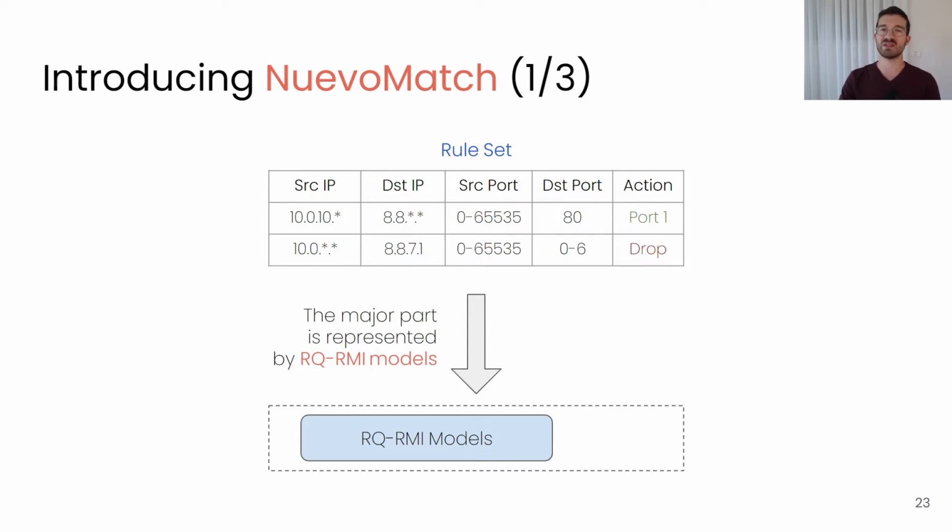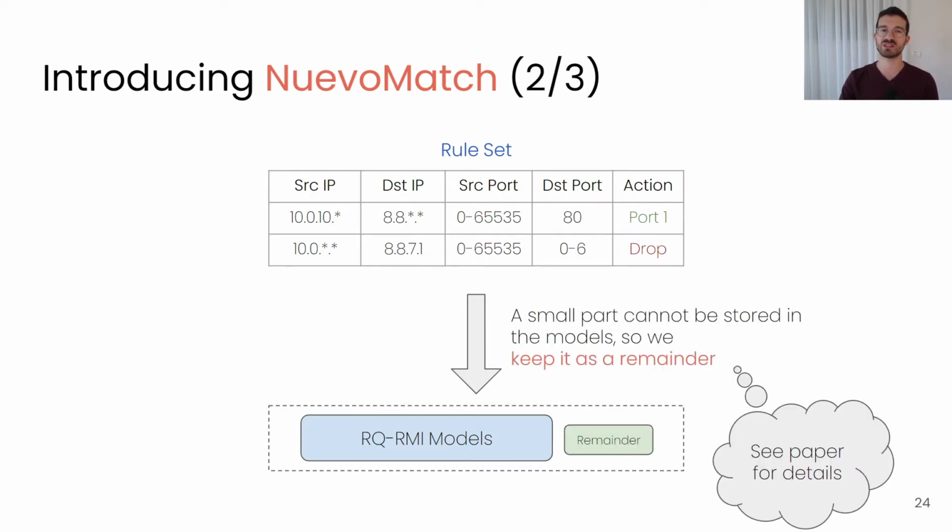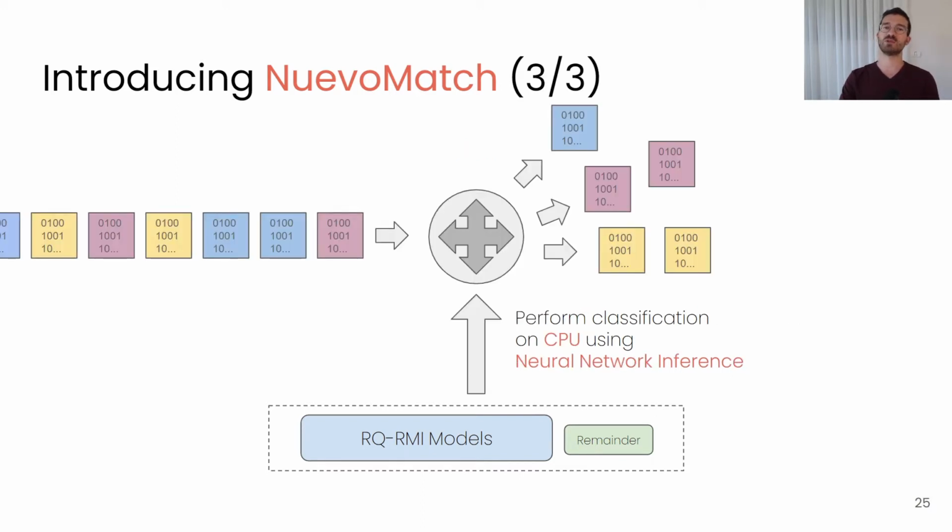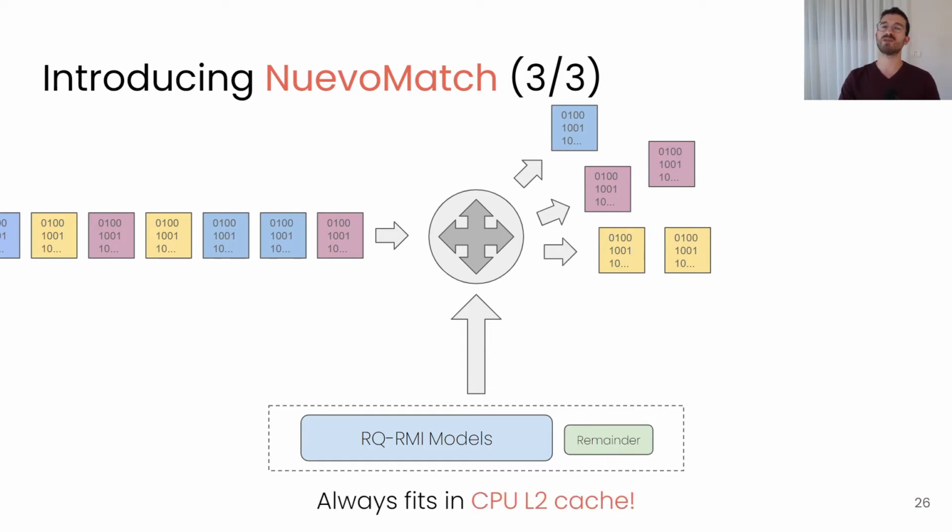They store between 70 to 100% of the rules, while the rest is kept as a remainder and classified using any existing technique. We elaborate more on how we choose which rules get into the models and which get into the remainder in the paper. The classification is performed using real-time neural network inference. The remainder is evaluated only when we can't find the matching rule using the RQRMI models. In the end, NuevoMatch guarantees that both RQRMI models and the remainder will always fit in the L2 core cache.